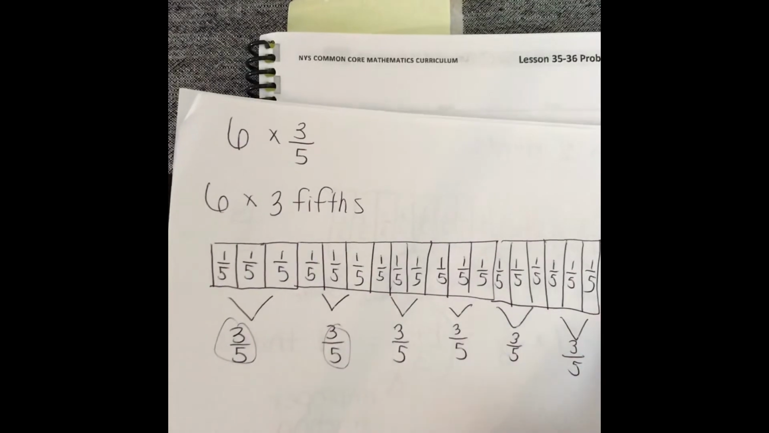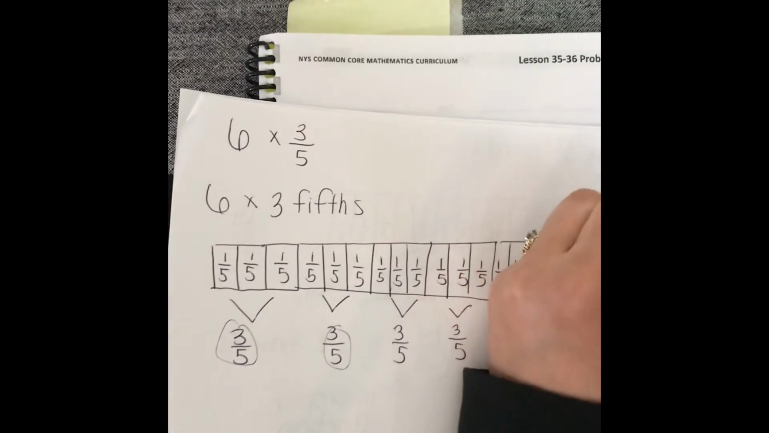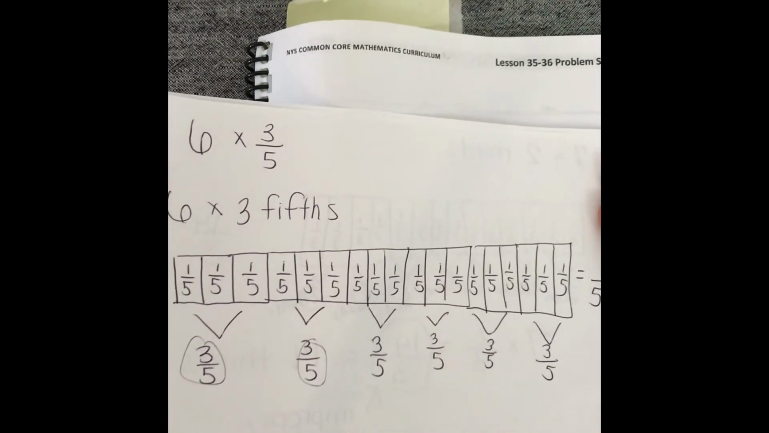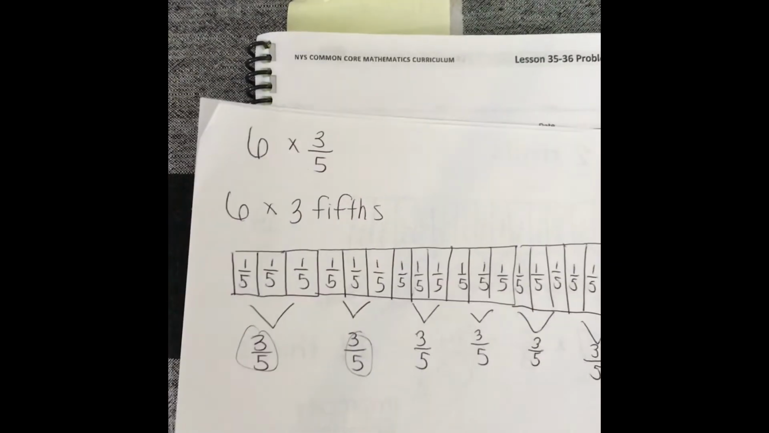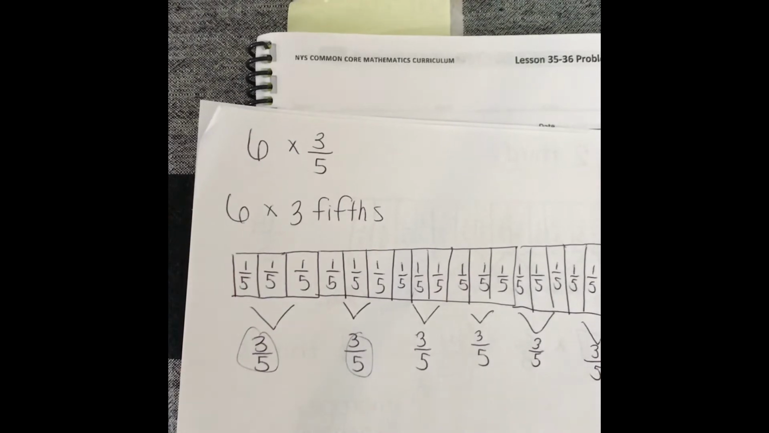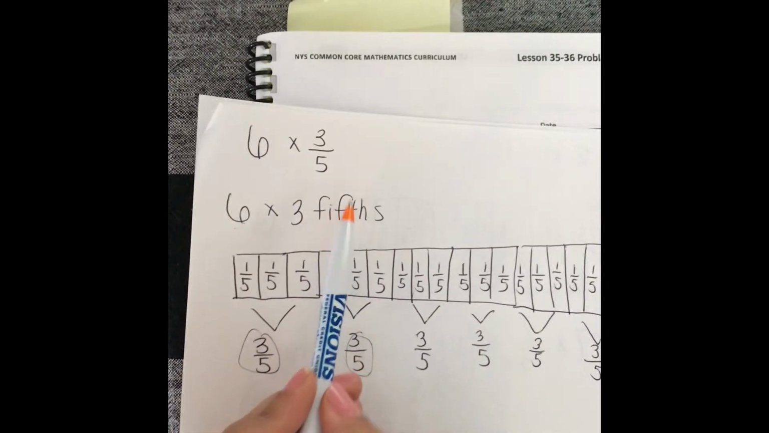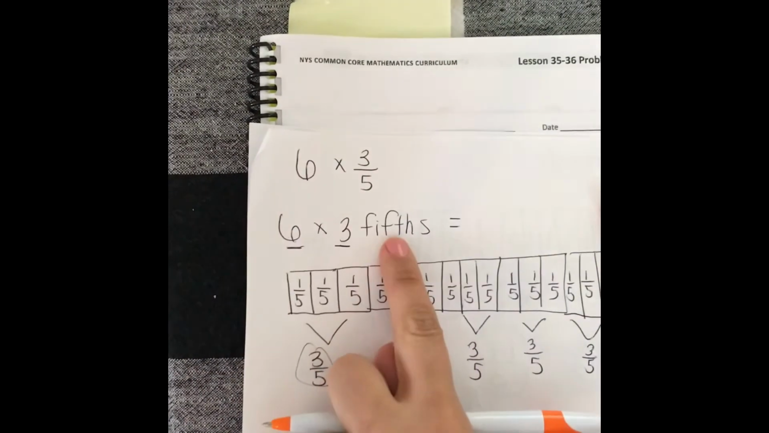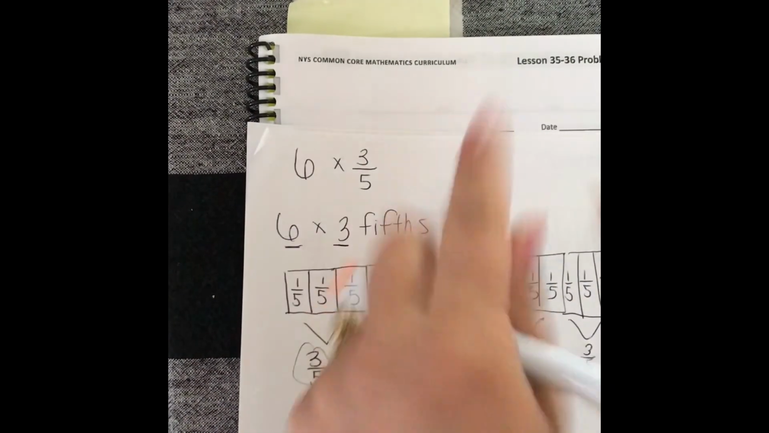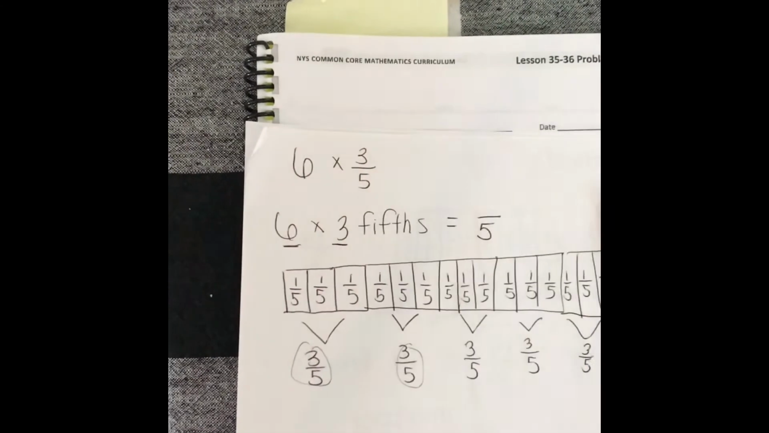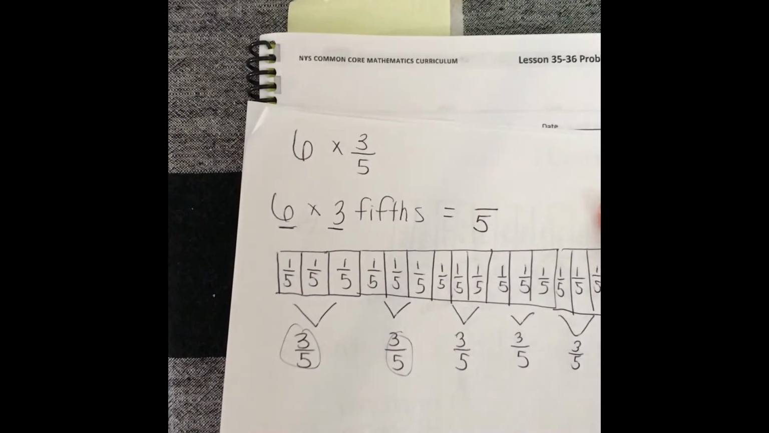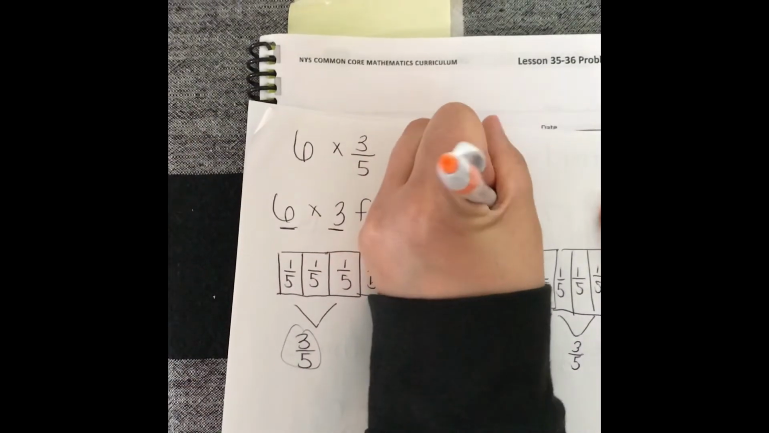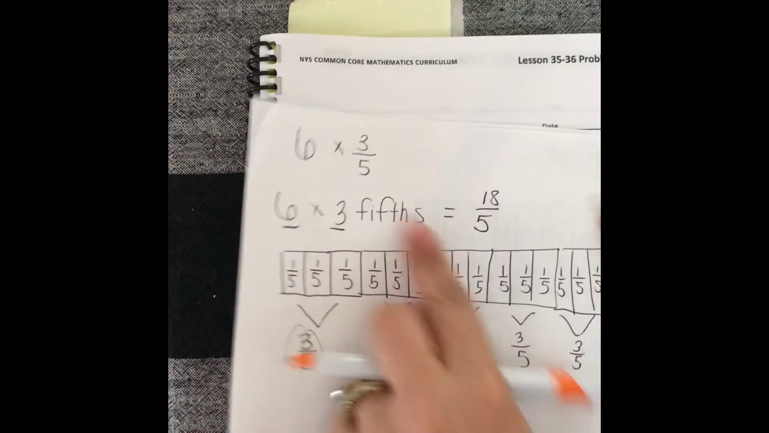I could count all of these up and see out of the fifths how many I have. Or using that unit form, let me show you what you could do. Because we wrote it in unit form up here, we could easily see that there's a 6 and there's a 3, and that we're dealing with fifths. If we're dealing with fifths, let's go ahead and just write that straight up. Now, let's multiply 6 times 3. 6 times 3 is 18. So 6 times 3/5 is 18/5.